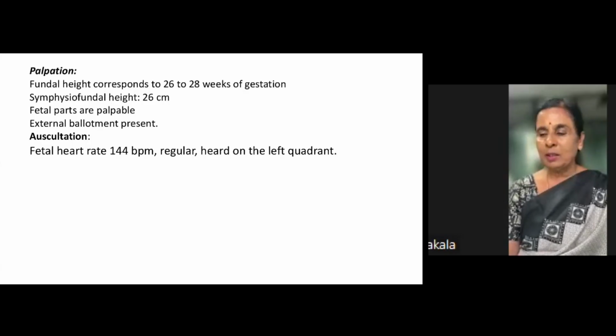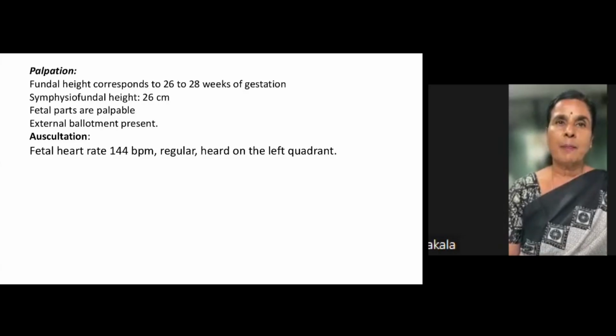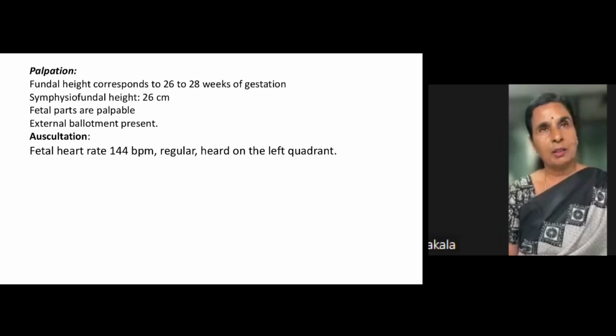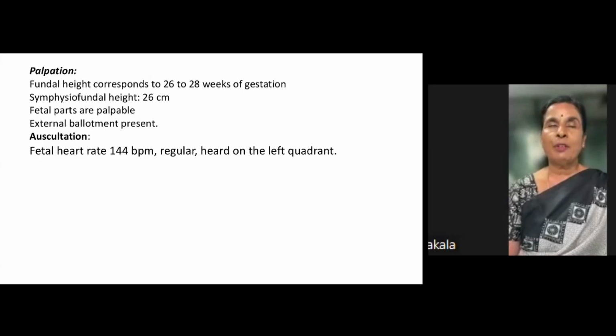Usually, how much does it increase? One centimeter per week. And that, you remember, is only after 20 weeks. So after 24 weeks. Before 24 weeks, it does not correspond, nor does it increase. So symphysiofundal height increases by 1 centimeter per gestational week, and it corresponds between 24 to 36 weeks.